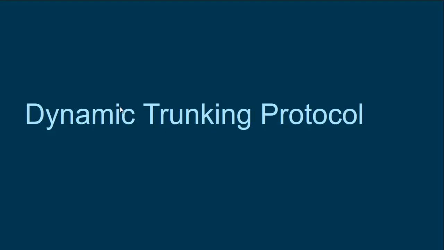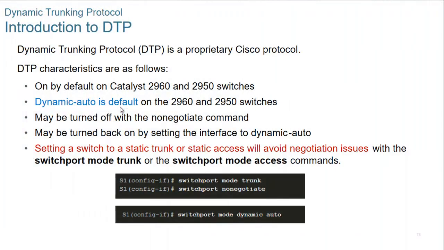This is an overview of dynamic trunking protocol. Dynamic trunking protocol, or DTP, is a proprietary Cisco protocol. DTP characteristics are as follows. It is on by default on certain switches like the Catalyst 2960 and 2950. Dynamic auto is default on these two switches. It may be turned off with the nonegotiate command, like this, switchport nonegotiate, and then it will turn it off. It may be turned back on by setting the interface to dynamic auto.